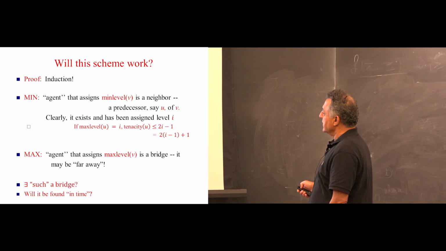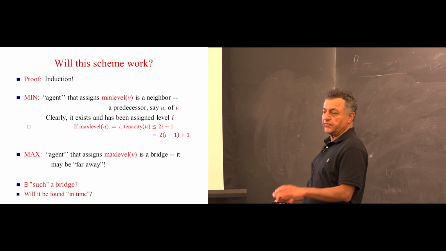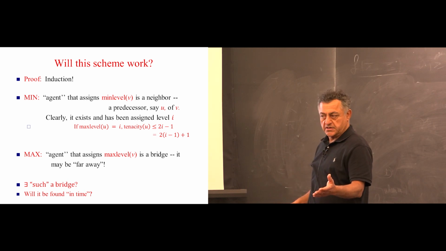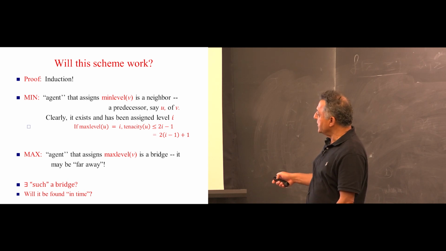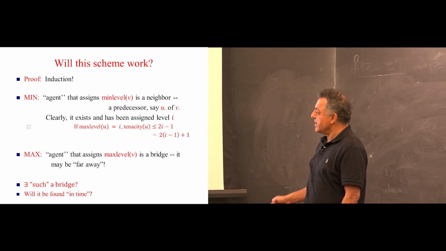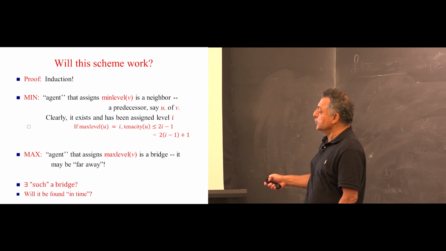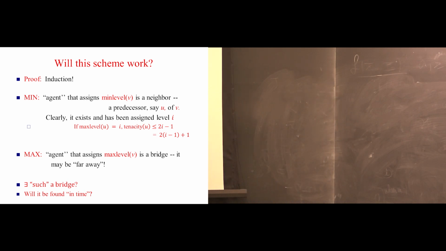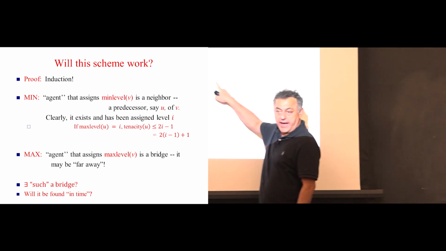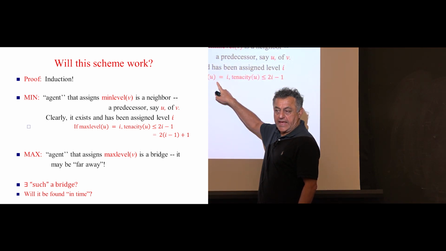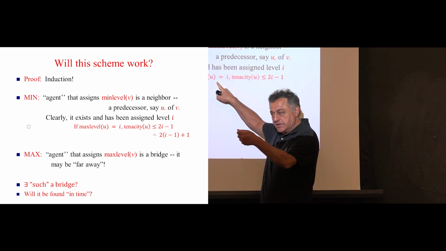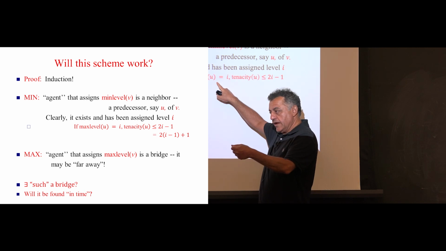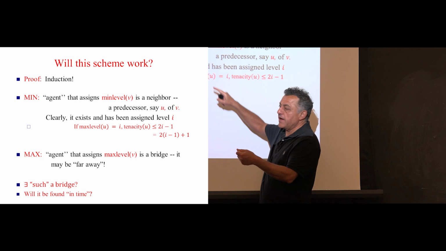And of course, if i is the min level of u, we have found it by the induction hypothesis. What if i is the max level of u? Sorry, what if i is not the min level of u, but the max level of u? Then from u, you searched along some edge, and you got to v and gave it a min level of i plus 1. How do you know that its max level has been found?